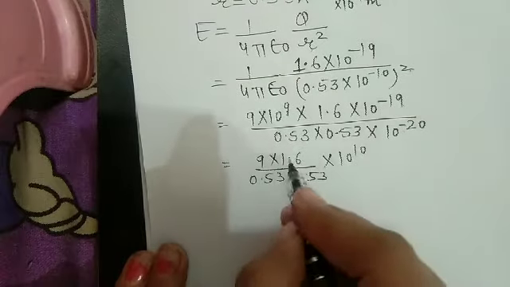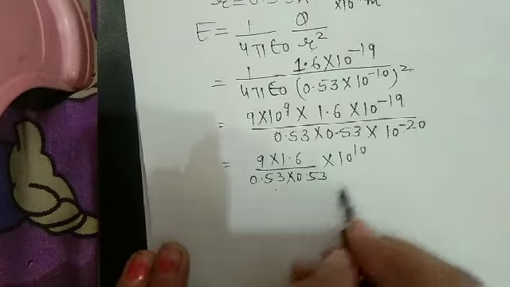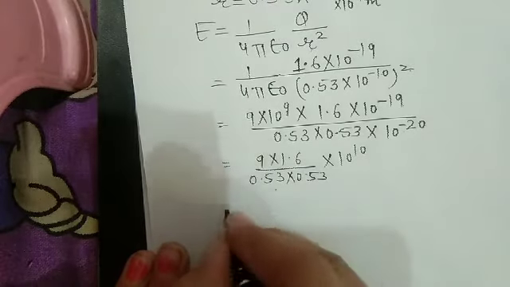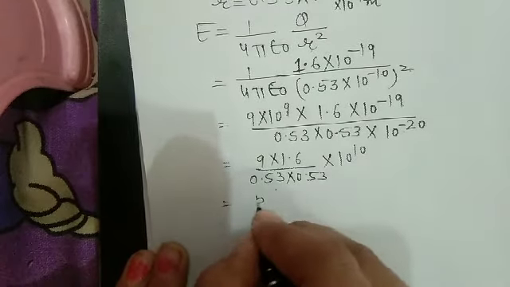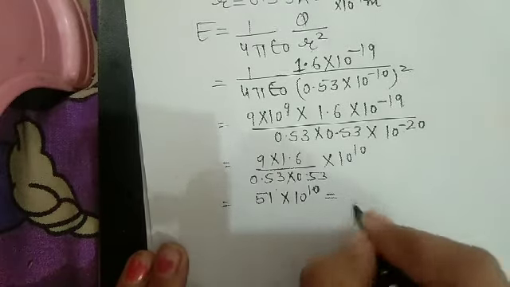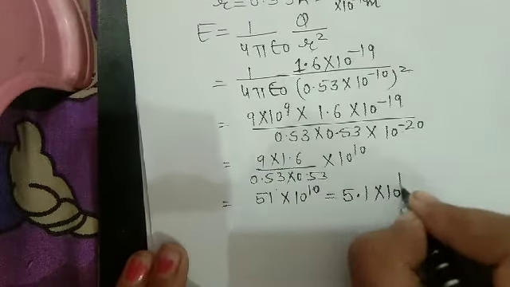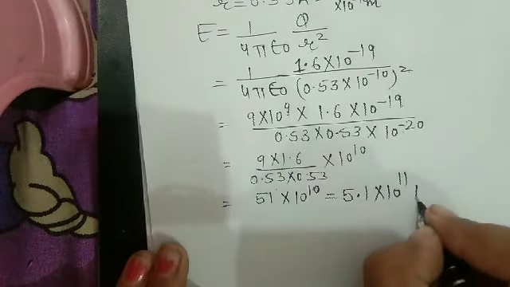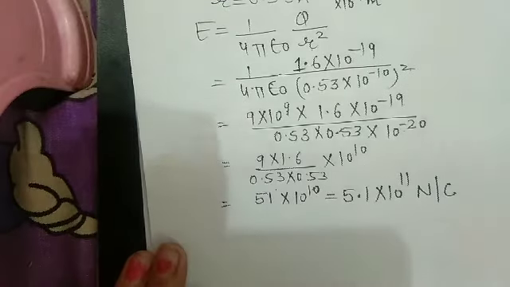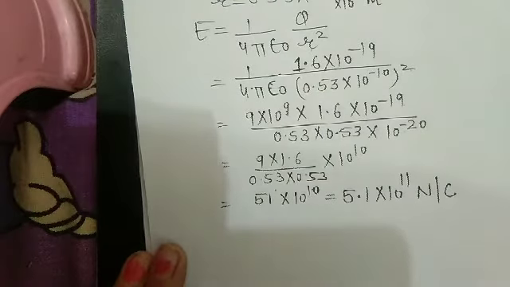Removing the decimal point, I will have 10 in the denominator. Solving all these, you will get the result, and the result is 51 point something. 51 into 10 raised to power 10, that can be written as 5.1 into 10 raised to power 11. Electric field has unit newton per coulomb. Okay, it means from this numerical I want to tell you that at the location of a charge itself, its own electric field is not considered there.